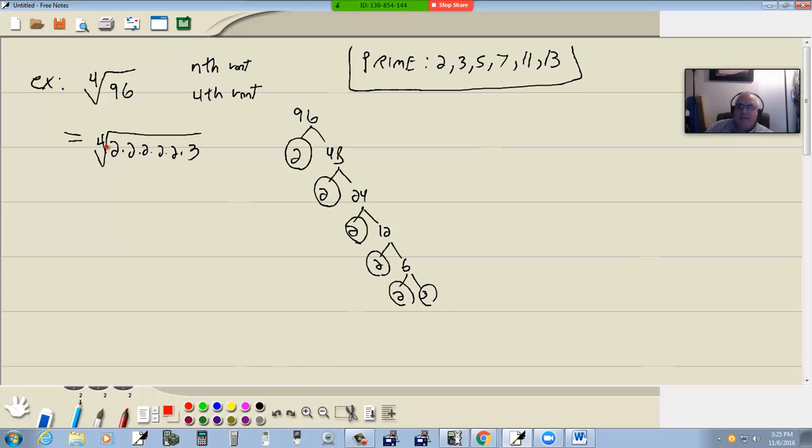Now in this problem our index is 4, which means looking for a set of 4 of something. Well, here's 4 2's. So those 4 2's are going to come out front as a single 2. And we're left inside with a 2 times 3, which is 6. So our answer would be 2 times the 4th root of 6. Okay, let me clean that off.